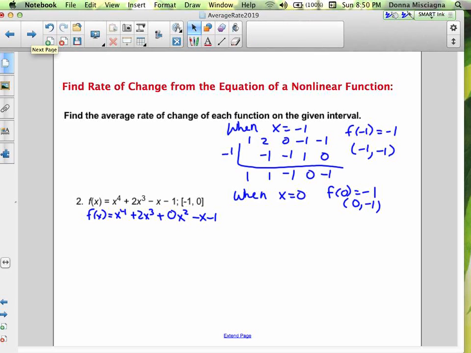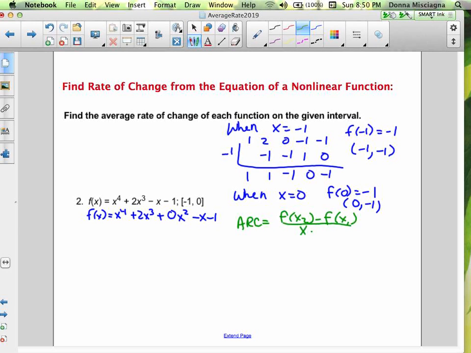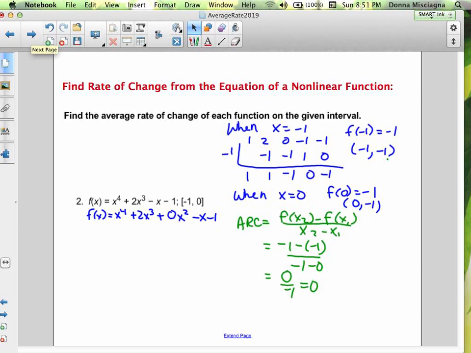So now let's find the average rate of change, which is the difference in the value of the function divided by the difference in the x coordinates. I'll start with this one: negative 1 minus a negative 1 over negative 1 minus 0. Well, that'd be negative 1 plus 1, which is 0, over negative 1, which is 0. That makes sense, because they have the exact same y values, the average rate of change would be 0.